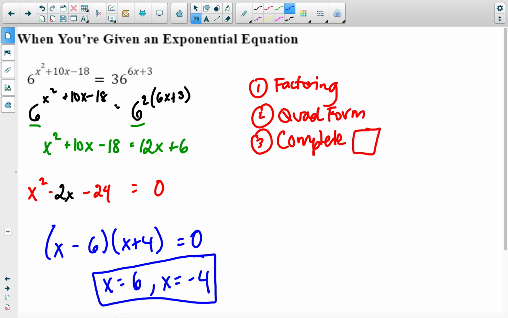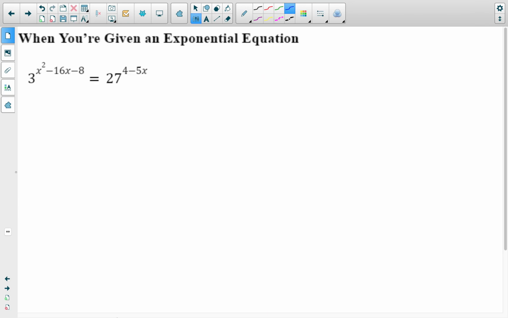All right, one more, then we will be done. I know there are a few more examples depending on what note packet you have, but this is going to be the last one that we look at. And let's try to rewrite our right side, because I notice that 27 is the same thing as 3 to the third power. And then we'll just carry on.